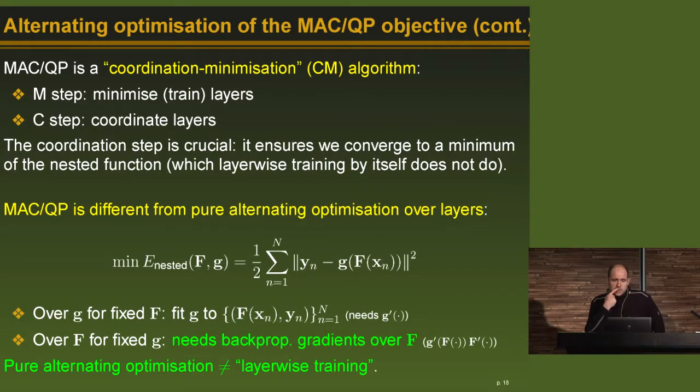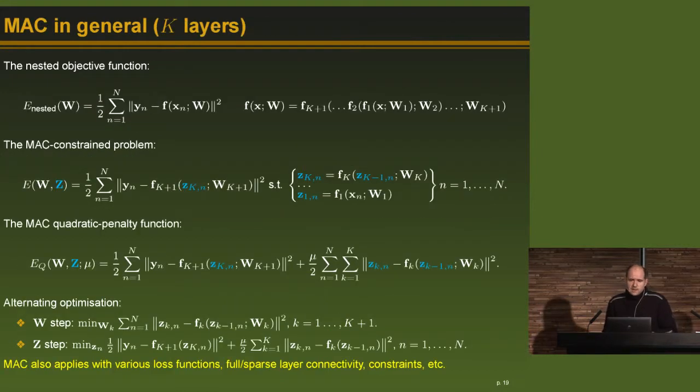Okay, so ultimately the algorithm ends up being this alternation of two steps, an M step which minimizes or trains layers, and a C step that coordinates them. And it is this coordination which is crucial, because without it, layer-wise training by itself would not converge to a solution of the original problem. I explained the idea for this particular case of two functions, but it generalizes to K layers. You can find the details in the paper.